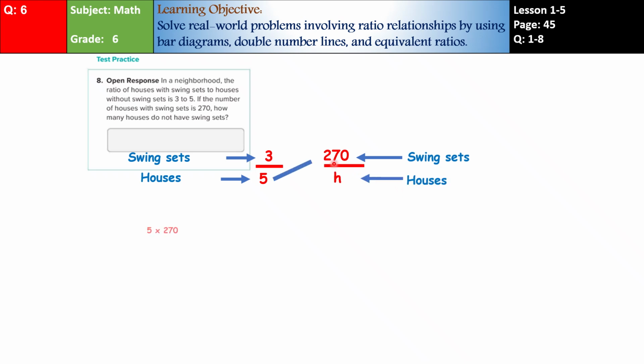You will multiply 270 with 5, then divide it by 3. It gives you 1350. Divided by 3, you will get 450. So there are a total of 450 houses.